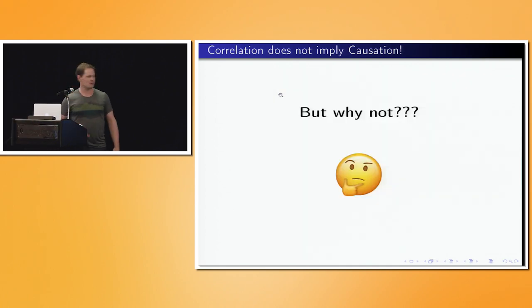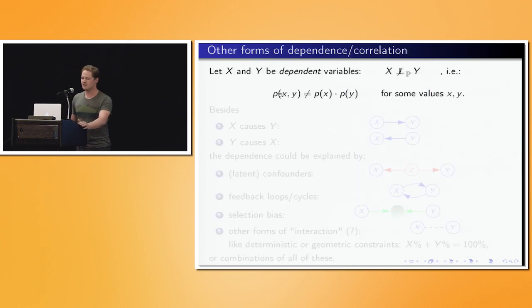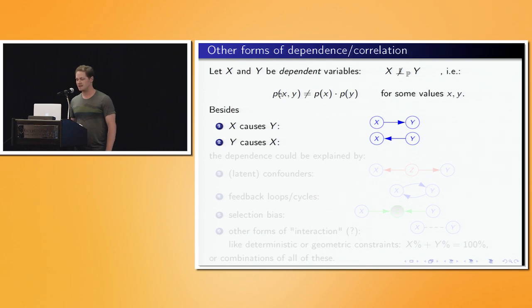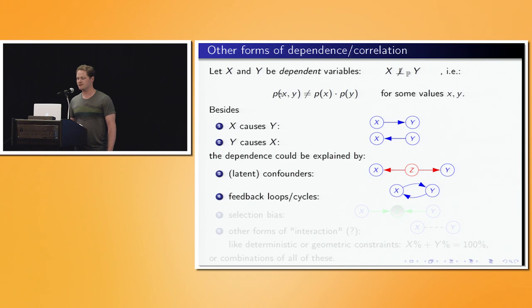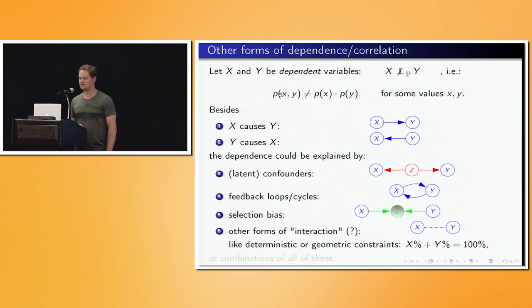So the question is now, why not? Why does correlation not imply causation? And the answer is quite simple. If you have random variables which are correlated, then besides x causes y or y causes x, dependence could also be explained just by latent confounders, feedback loops, cycles, selection bias, other forms of interaction like deterministic or geometric constraints, or all combinations of these.